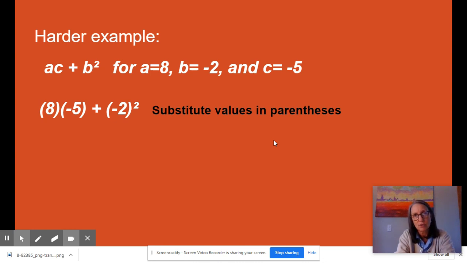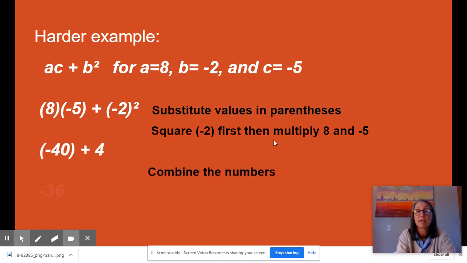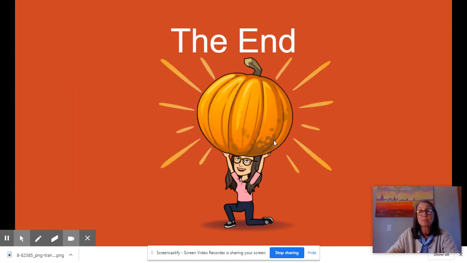Notice that negative 2, which is substituted in for B, is in parentheses. So first we have to square the negative 2, and then we multiply the 8 and the negative 5 to get negative 40 plus 4. Combine the numbers for a negative 36.